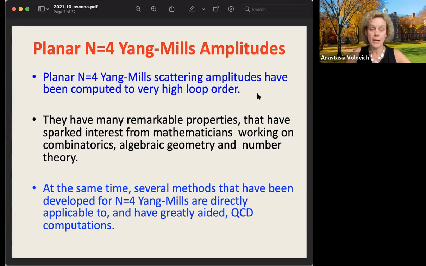On the other hand, the methods that have been developed for N=4 Yang-Mills theory have greatly helped actual QCD computations. When phenomenologists and collider physicists do standard model computations, they have to do the same types of integrals. The integrals are simpler in N=4, and of course the methods developed for N=4 are very relevant there, and have been applied to more realistic situations relevant to QCD. So this is not just some toy model that we're studying. These are useful for practical purposes on one hand, and on the other hand they are of remarkable interest to the formal community and to mathematicians.